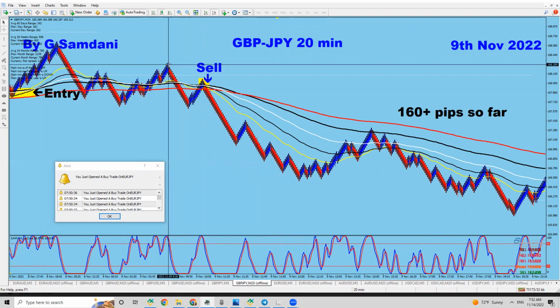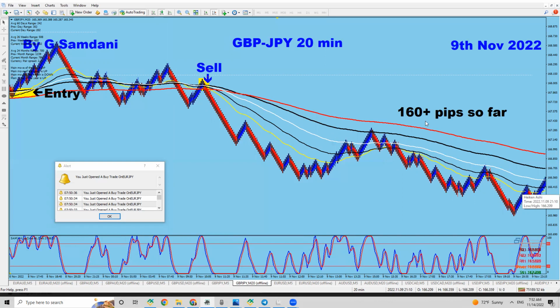Okay, here, from the top to the bottom. You see that? How much is it? 236. The daily range is 240. How close is that? 4 pips apart, 242 to 236. Then after that, it started to go up a little bit, and I said, what the hell with it, and I closed it. So from my entry to here is 160.